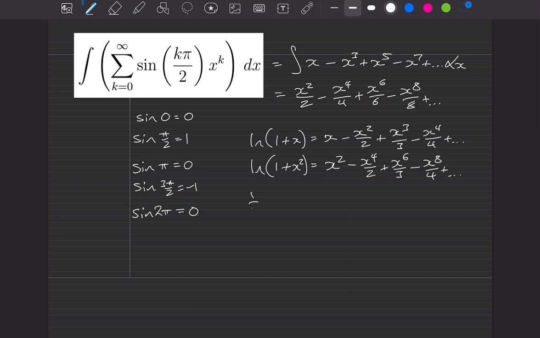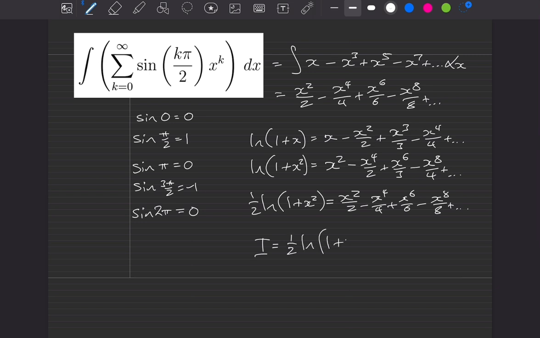So looking at that, a half of log of 1 plus x squared, just to double check, will give us x squared over 2 minus x to the 4 over 4 plus x to the 6 over 6 minus x to the 8 over 8, etc. So beautiful. Our integral, nice and simply, can be written as a half of the natural log of 1 plus x squared.